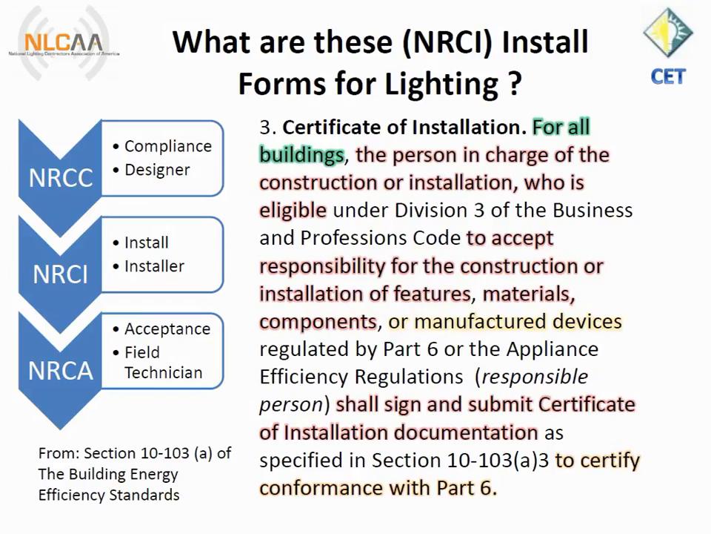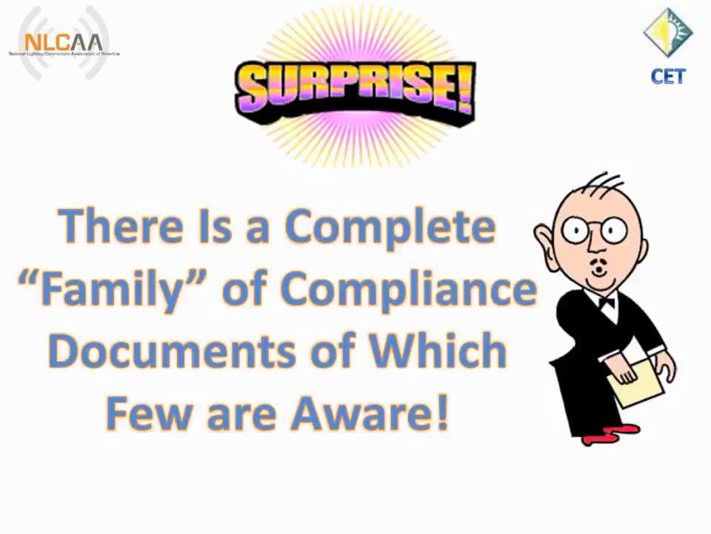Let's see who has to take responsibility for these install forms. By the way, all of these forms have a signature line for a person referred to as the, quote, documentation author, unquote. This is simply the person who physically filled out the compliance form in question. So no big deal, shouldn't be too confusing. You can find information on all of these forms, compliance, install, acceptance, in section 10-103 of Title 24, Section 1 of the Building Energy Efficiency Standards.